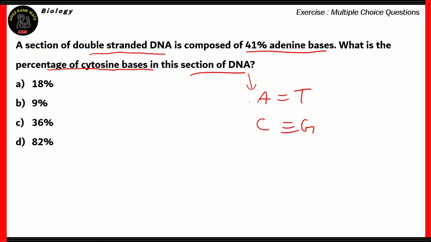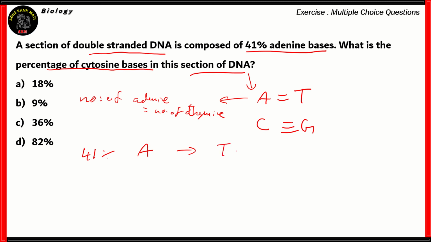So what does that mean? It means that the number of adenine is equal to the number of thymine. Similarly, number of C is equal to number of G. So if we know the percentage of adenine bases, then we can easily calculate the percentage of any other base. Now, adenine is 41%, which means that thymine is also 41%.